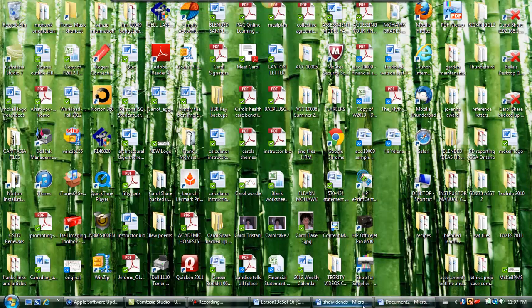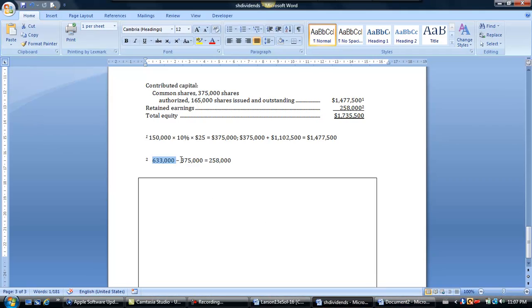However, when we declared the share dividend for $375,000, that will reduce retained earnings, because any dividend account, whether cash dividend or share dividend, is closed to retained earnings. So when we deduct the $375,000 from the $633,000, we're left with $258,000 in our retained earnings account, leaving us with total shareholders' equity of $1,735,500. This concludes our presentation on share dividends.